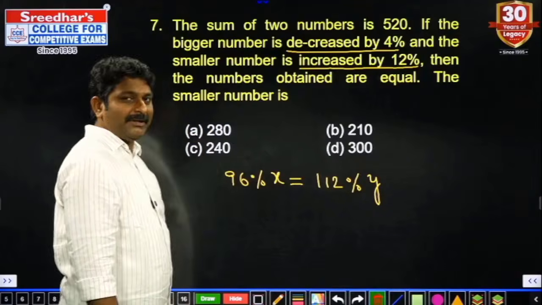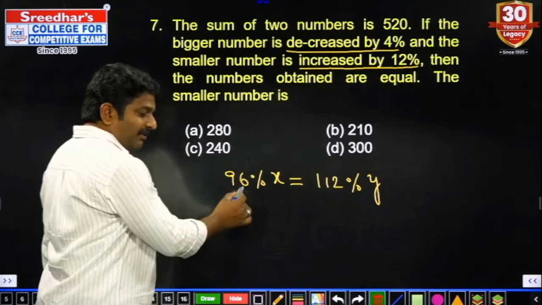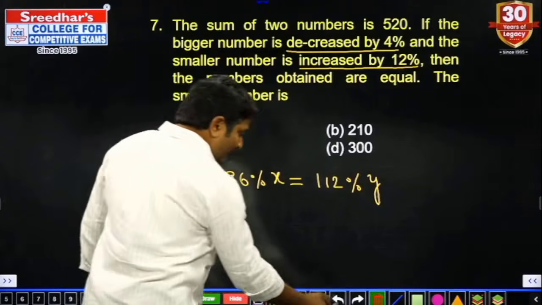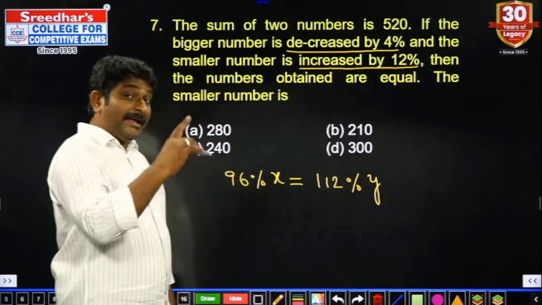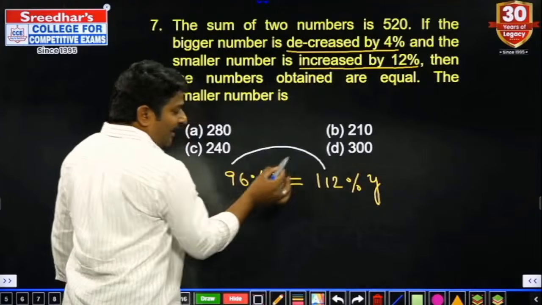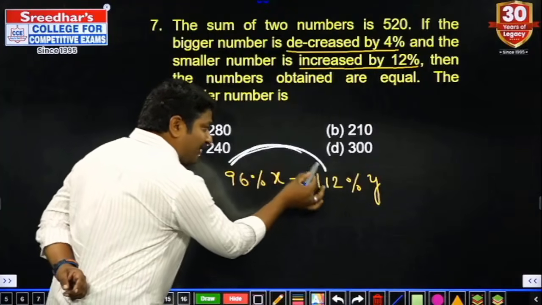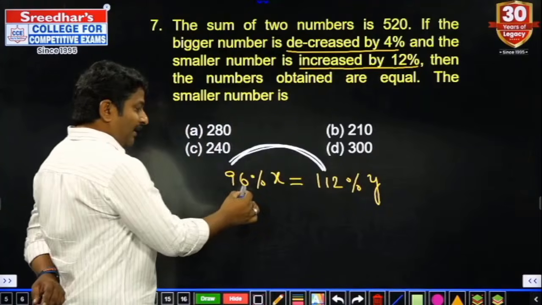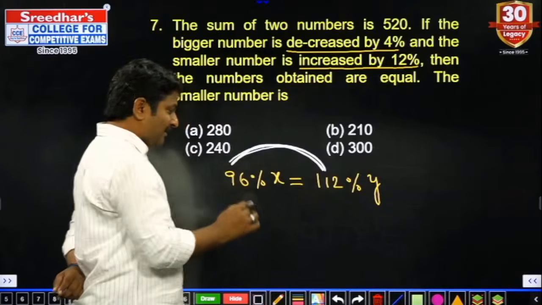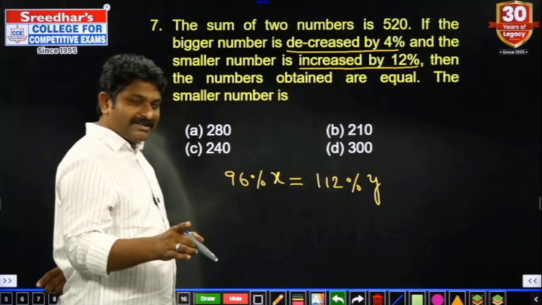Now let me tell you something. If you want to go for cancellations here, don't start with 2, 3, 4, something. Let me tell you the cancellation rule. There is a technique here. You want to identify common factors here. Identify the difference between both the numbers, 96 and 112. What is the difference between both the numbers? 16. 16 is the difference.